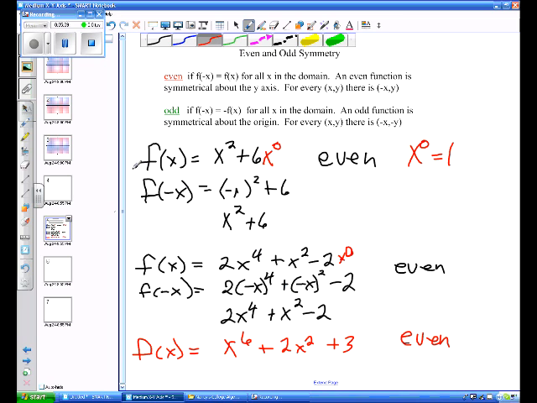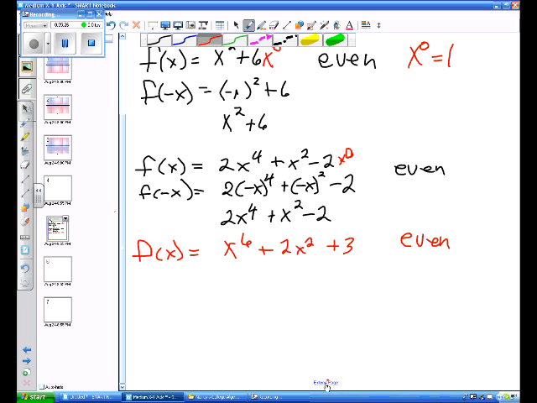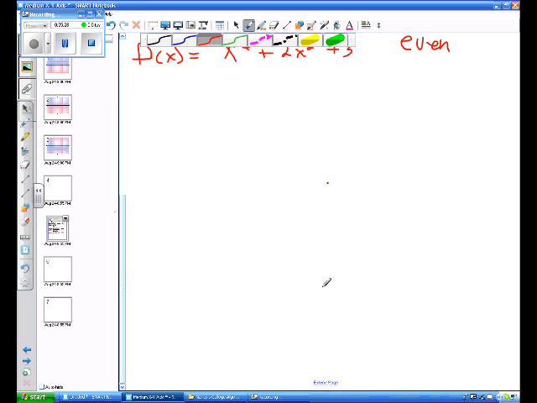Let's look at some odd functions. For an odd function, if you substitute in the opposite of x, then you get the opposite of the function. You get the opposite y. So let's see what that would mean as we start working with it. Let's take a function.